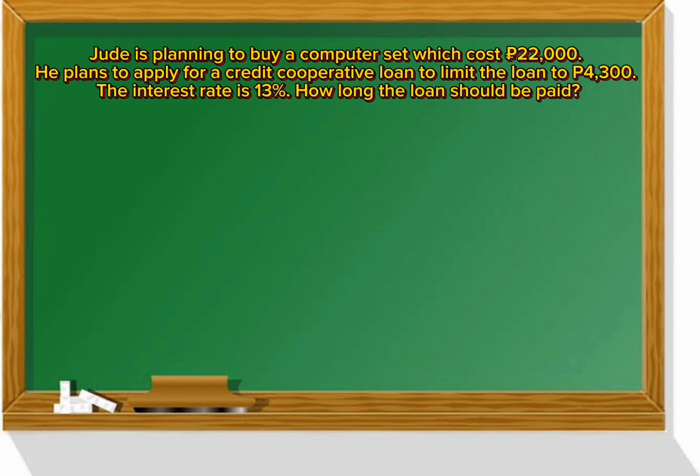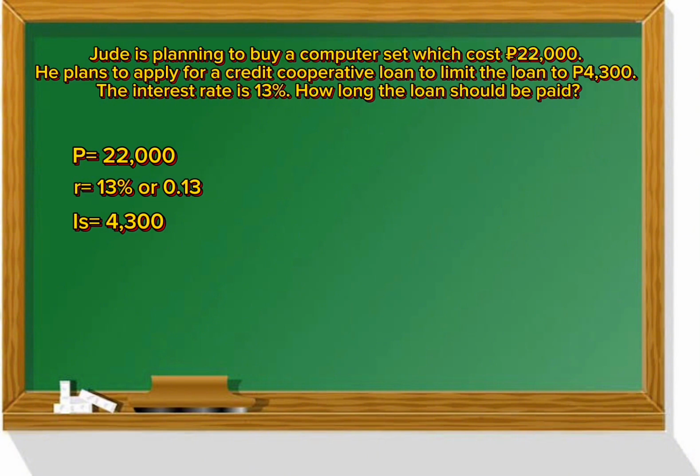Number 3. Jude is planning to buy a computer set which costs 22,000. He plans to apply for a credit cooperative loan, limiting the loan to 4,300. The interest rate is 13%. How long should the loan be paid? The given P or principal is 22,000. The rate R is equal to 13% or 0.13, and the simple interest is equal to 4,300. So we will find the time in this problem.